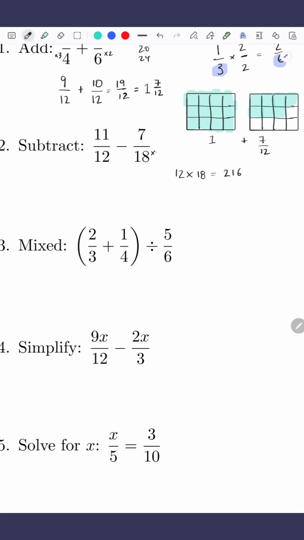So 12 times 18 will give us 216. Do the same on the top. 18 times 12 will give us 216, so we'll do the same on the top. Our new question is 18 times 11. We'll do 10 times. It's 180 plus 18. That's 198. Over 18 times 12, so that's 180 plus 36, which we know is 216. 7 times 12, which is 84, and we know that we're aiming for 216 already.